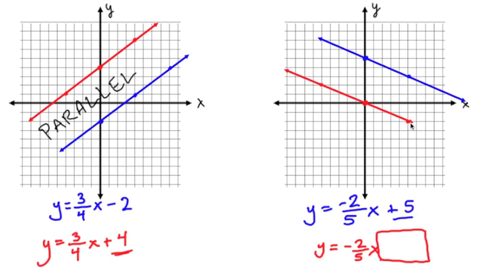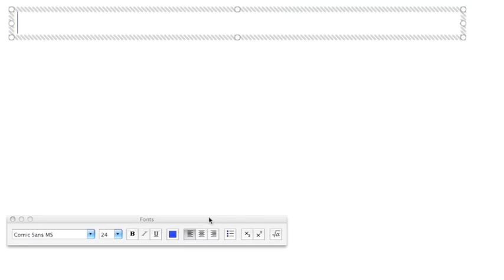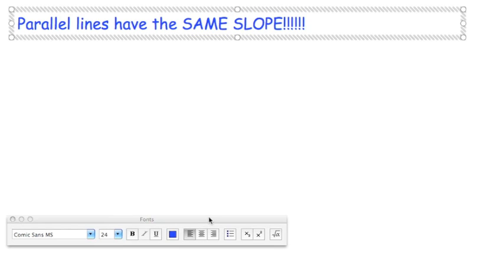And again, if I were to say, what do you notice? You would probably make the same observation. The lines are never going to touch. The lines are parallel. So as we look at the equations, what causes that? Well, these are different, but these are the same. These are different, but these are the same. And I think that it becomes pretty obvious: parallel lines have the same slope. That is always true.